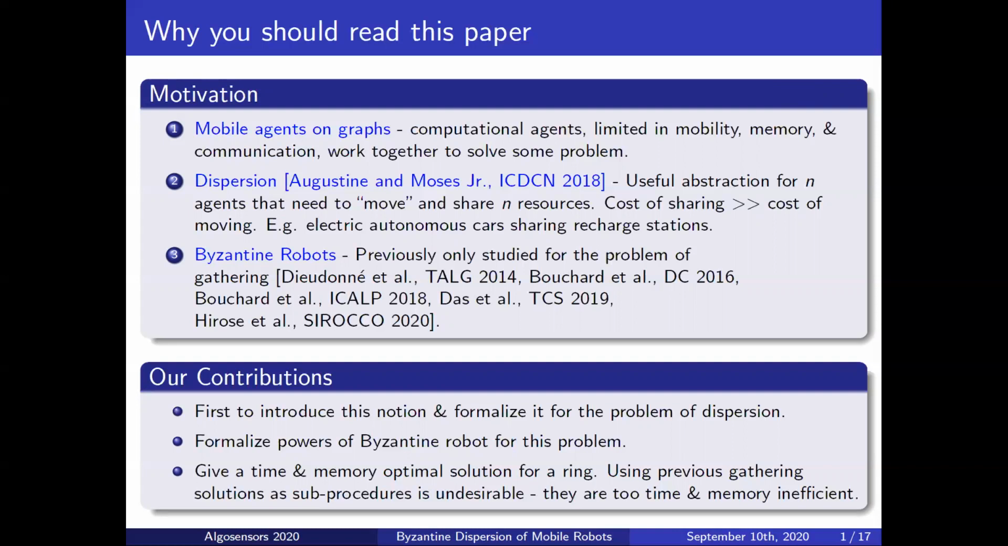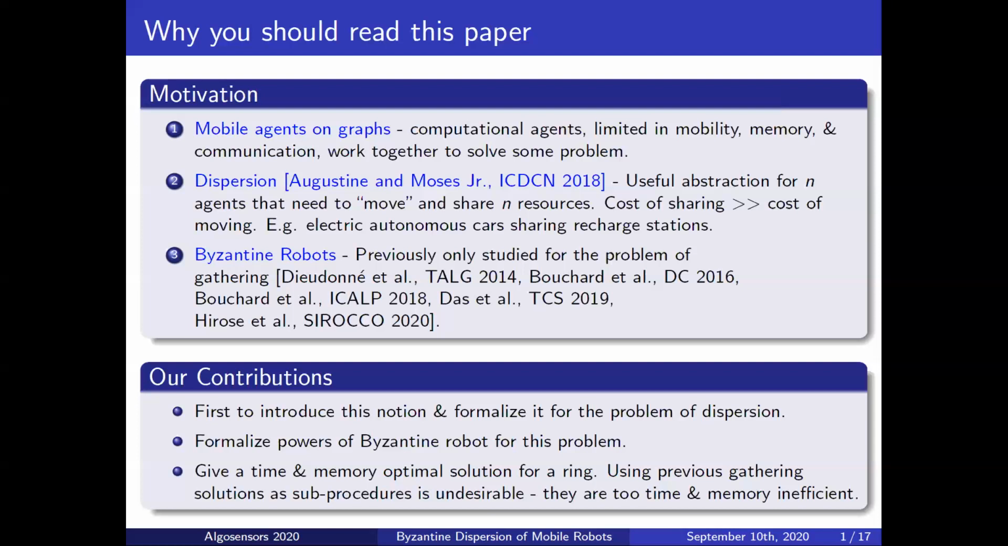So, what are we doing in this paper? We're introducing Byzantine robots, this notion of Byzantineness, into the problem of dispersion. We're formalizing the problem statement, formalizing the notion. We're formalizing the powers that the robot may have, because you'll see shortly that it's not trivial to define how strong or weak the Byzantine robots are. Finally, after doing all of this, we'll give a time and memory optimal solution for a ring.